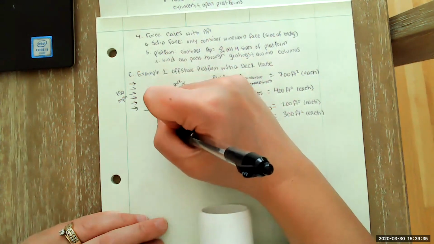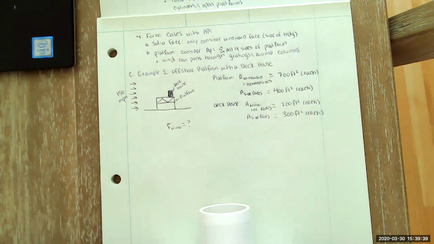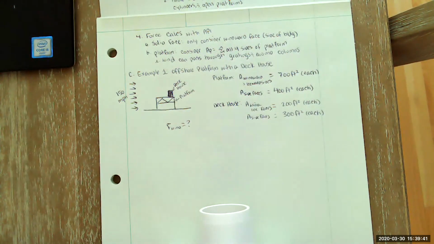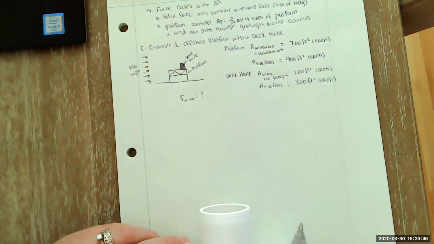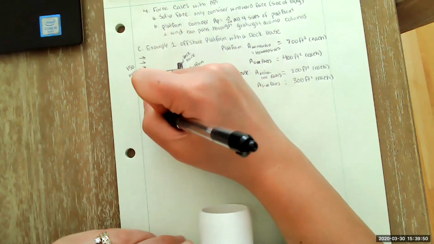And we want to find the force due to the wind on both the deck house and the platform. So first, let's go ahead and calculate the force due to the wind on the platform. So we'll find for the platform.